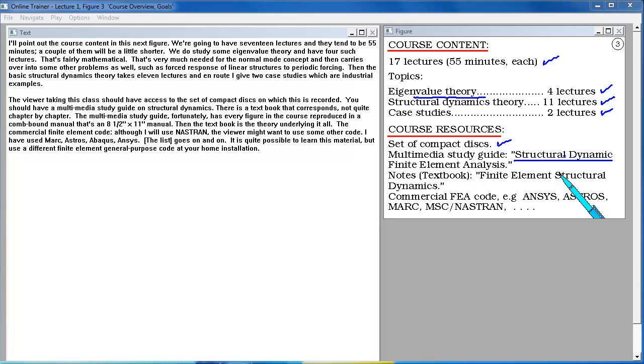The commercial finite element code, although I will use Nastran, the viewer might want to use some other code. I have used Mark, Astros, Abacus, ANSYS, it goes on, and it is quite possible to learn this material but use a different finite element general purpose code at your home installation.